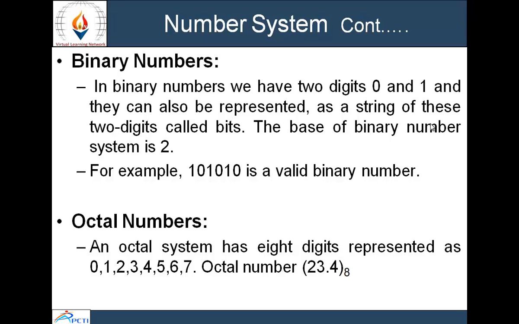Next is octal number. An octal system has 8 digits represented as 0, 1, 2, 3, 4, 5, 6, 7. For finding equivalent decimal number of an octal number, one has to find the quantity of the octal number, which is calculated by a specific process. Example of octal number is 23.4 base 8. Now, after discussing about the various number systems.